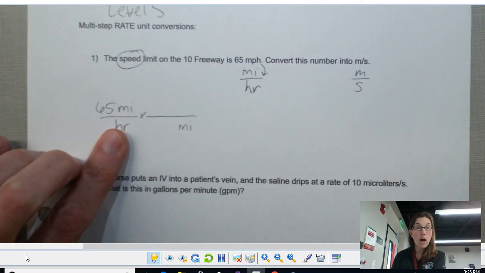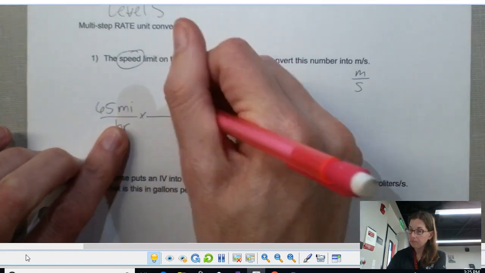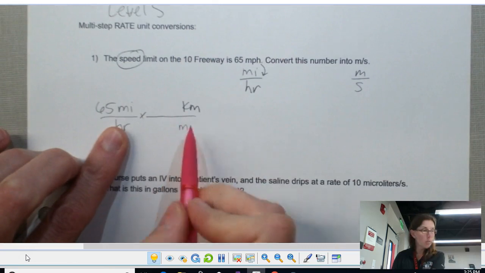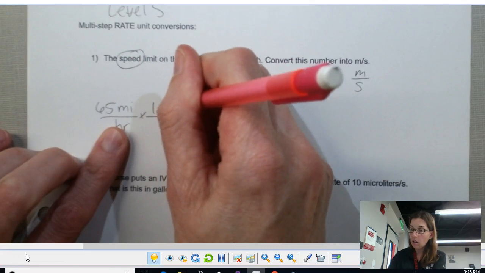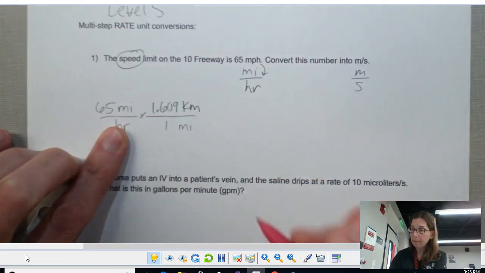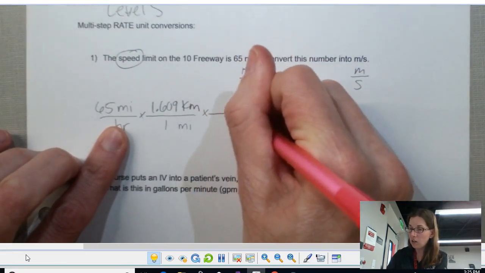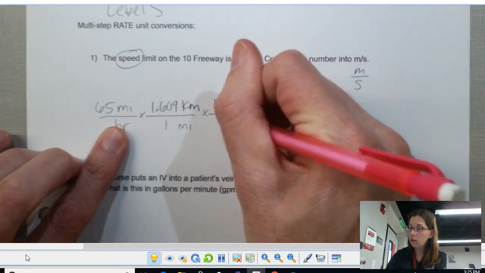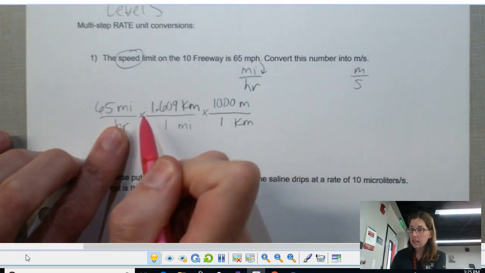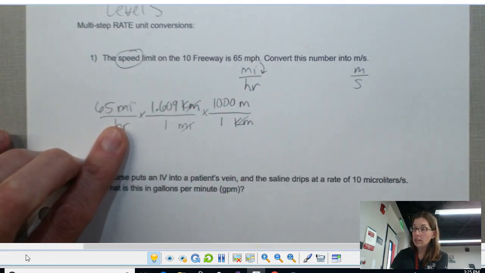Okay, and now I know how to convert miles into kilometers. So I'm going to put kilometers on the top. It's 1.609 kilometers in 1 mile. And then I'm going to convert kilometers into meters. So kilometers on the bottom, meters on the top, and there are 1,000 meters in 1 kilometer. So now I can see that these cancel, miles cancel, kilometers cancel, and I'm left with meters. So that's good. That's the unit of length or distance that I want.